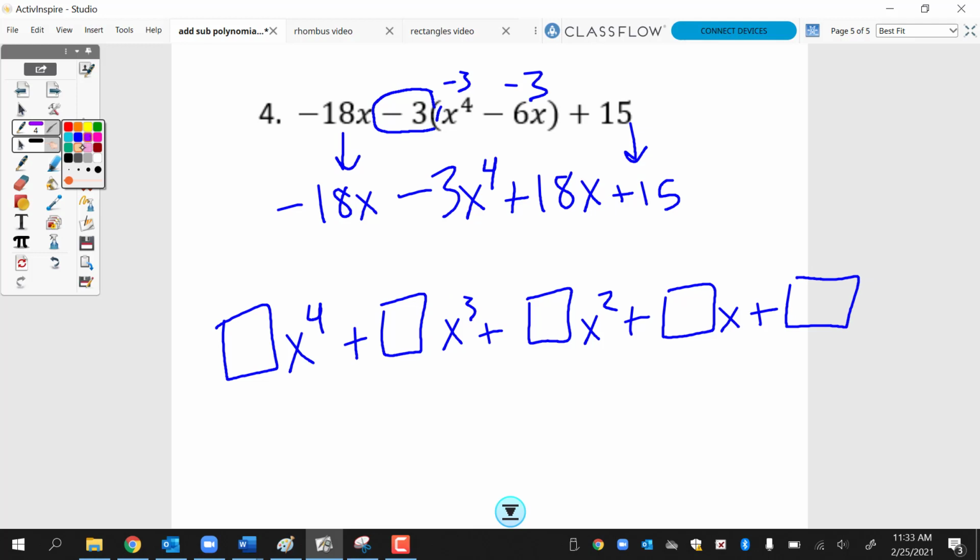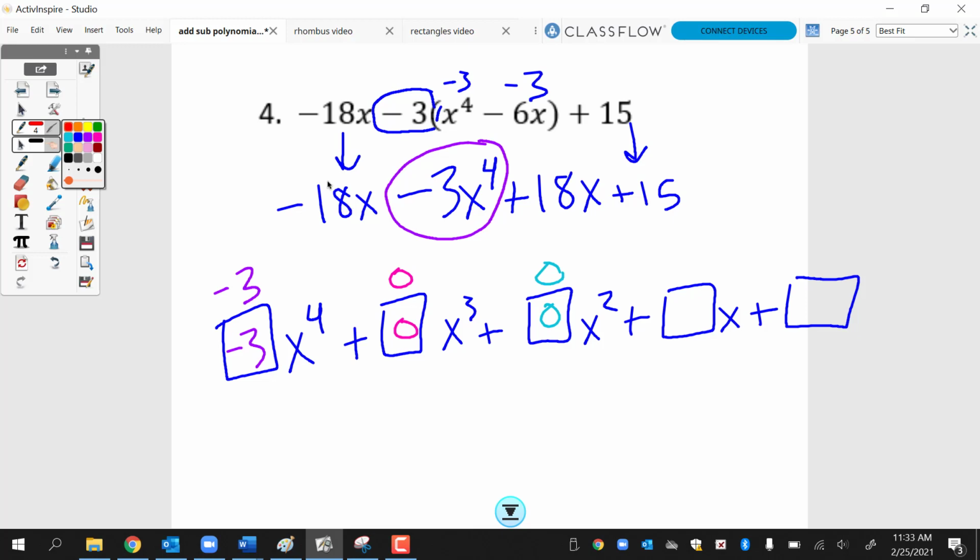So what are my x to the 4 numbers? I only see a -3. That's okay. So I don't have anything to add with that. What are my x to the 3 numbers? I don't see any. So that's a 0. That's okay, because there are none of them. There are 0 of them. That's great. X to the 2 numbers. Also none of them. So I put a 0.